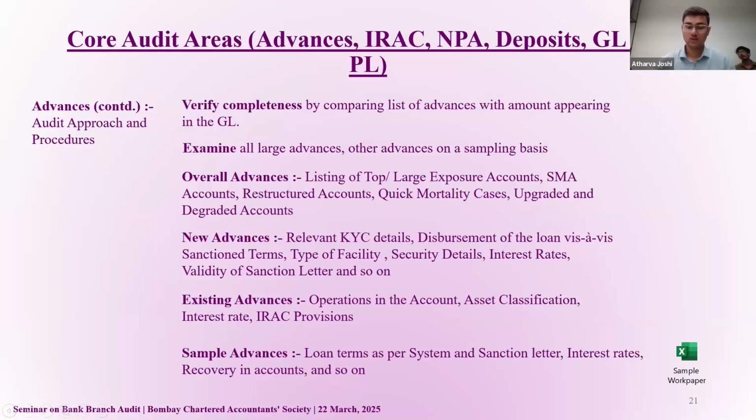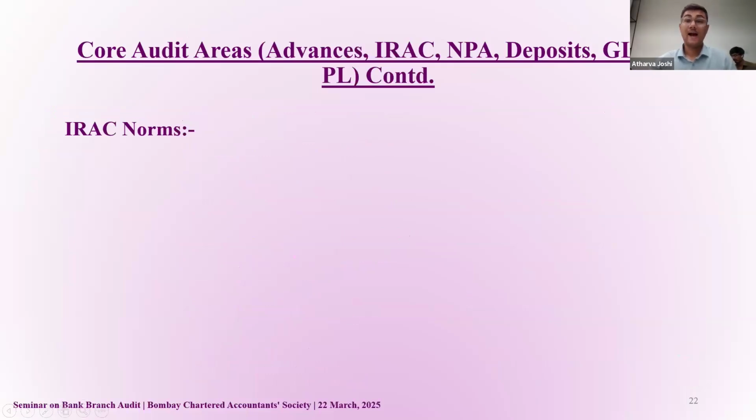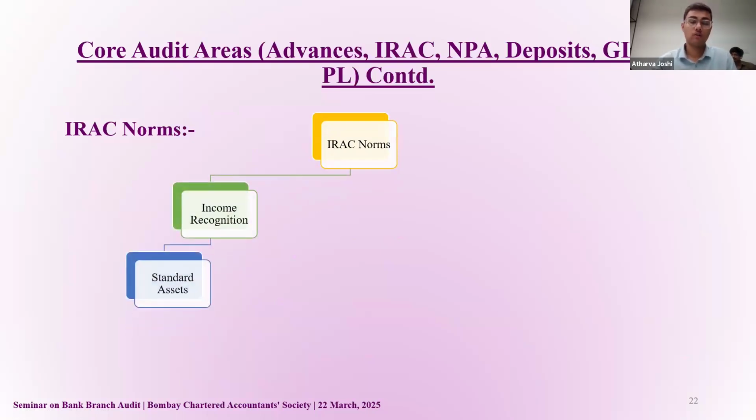So moving towards the next core area of audit, which is IRAC norms. IRAC norms have been divided into two parts, that is income recognition and asset classification. So let us begin with the first, that is income recognition. As we all are aware, in case of income recognition, we deal with two kinds of assets, that is standard assets that are performing and the non-performing assets.